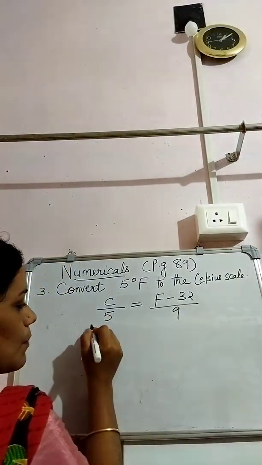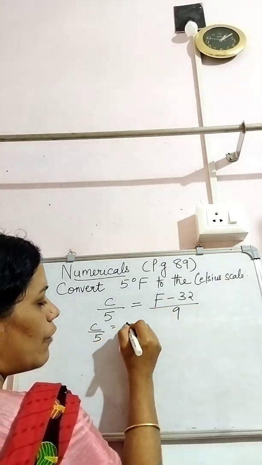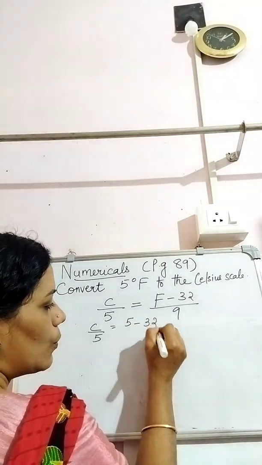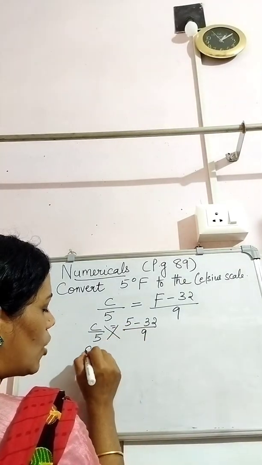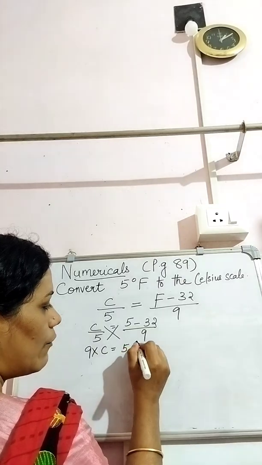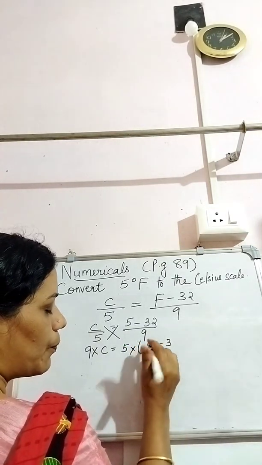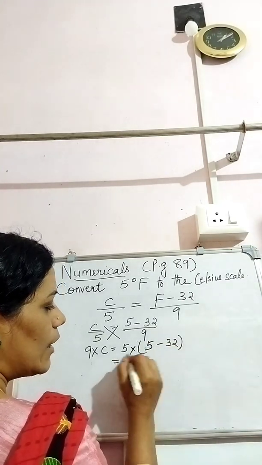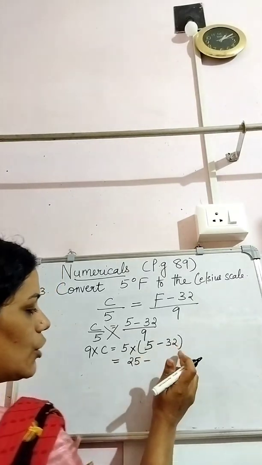Now, let us substitute here. C by 5 is equal to 5 degree Fahrenheit, 5 degree minus 32 by 9. Now, you have to cross multiply. When you cross multiply, you will get 9 into C is equal to 5 into 5 minus 32. Now multiply here, 5 into 5 is 25 minus 32 into 5.